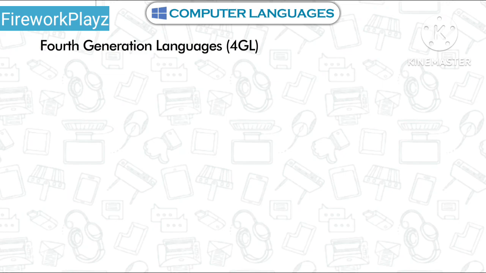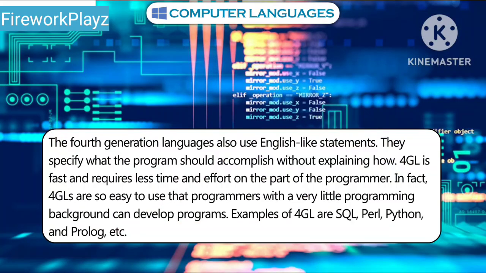Fourth generation languages, 4GL. The fourth generation languages also use English-like statements. They specify what the program should accomplish without explaining how. 4GL is fast and requires less time and effort on the part of the programmer. In fact, 4GLs are so easy to use that programmers with a very little programming background can develop programs. Examples of 4GL are SQL, Perl, Python, and Prolog, etc.